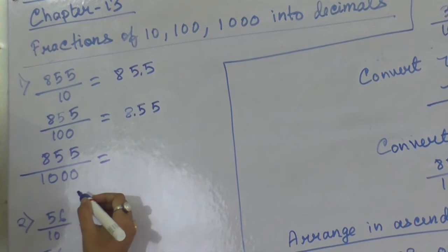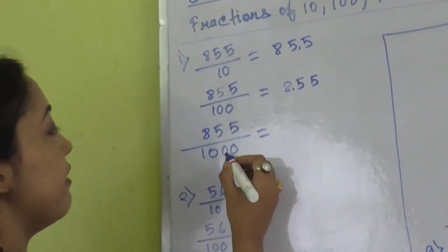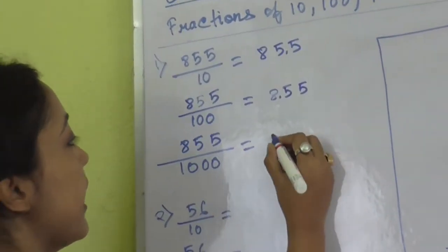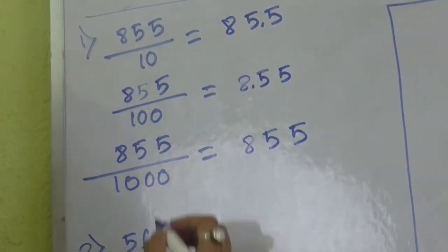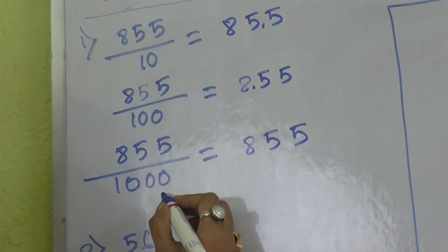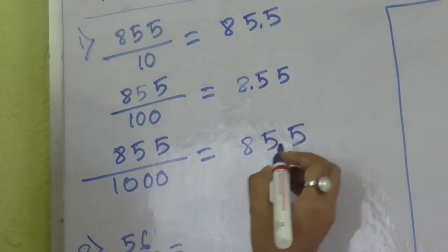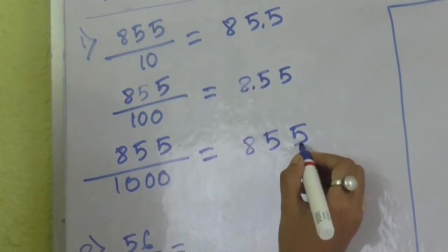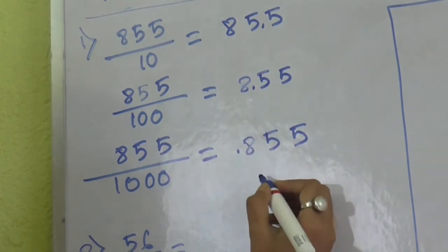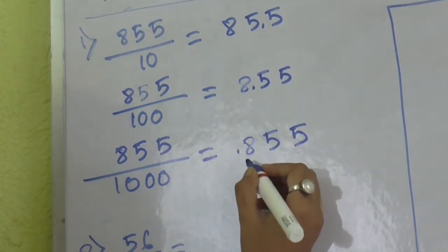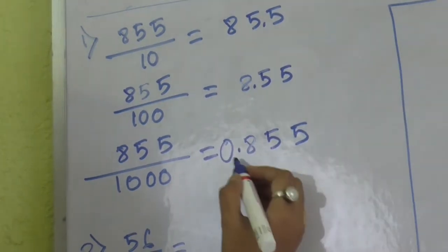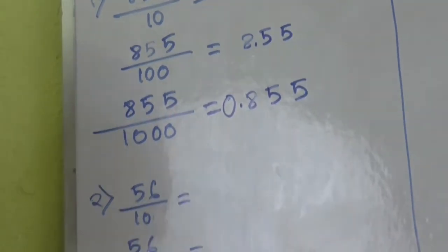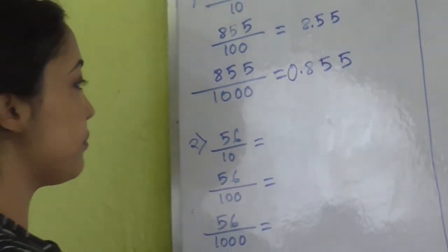Next, another fraction is given, 855 divided by 1000. Again you write this 855 over here. Since 1000 consists of three zeros, you just put the decimal point before three digits from the right hand side, and on the left hand side you put 0, because on the left hand side of the decimal point you can't leave it vacant.